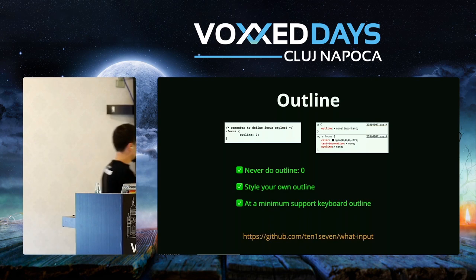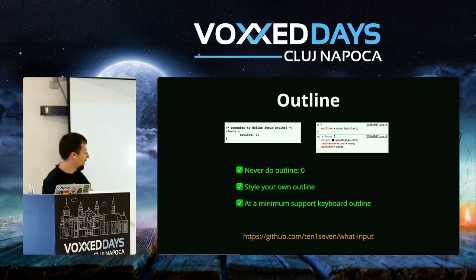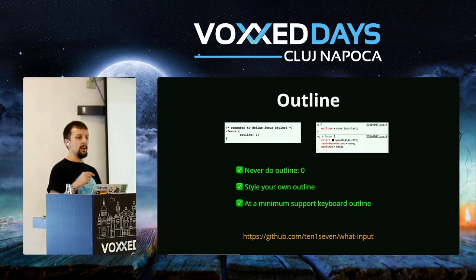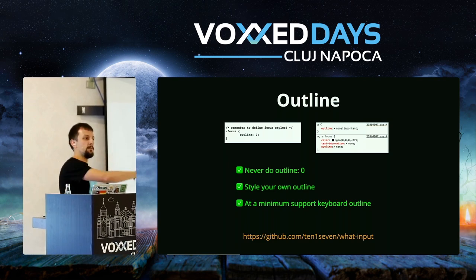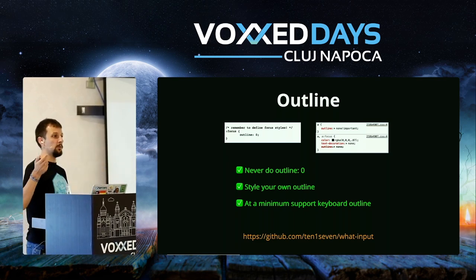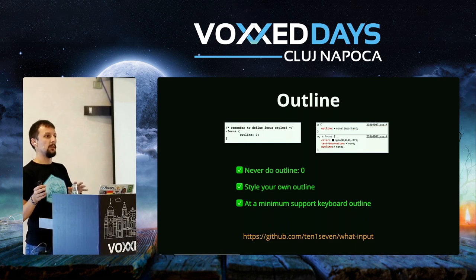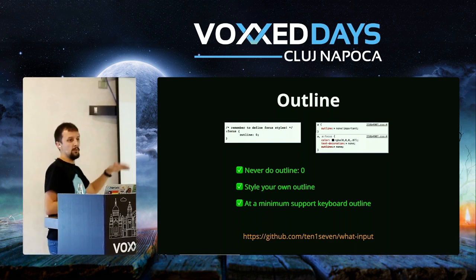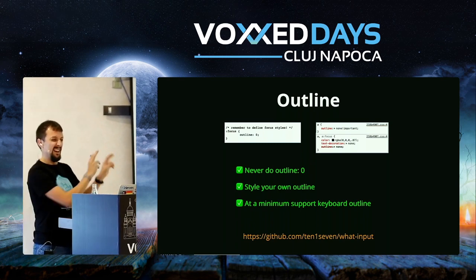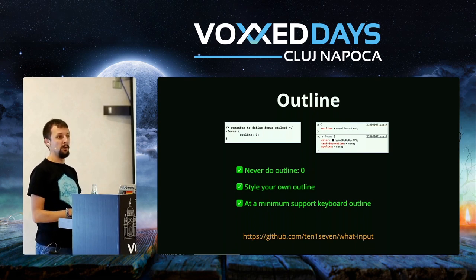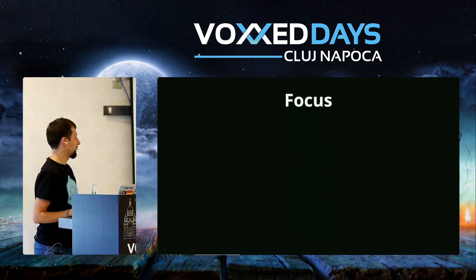Or even better, you can actually support just the keyboard outline. So this small little package here, what-input, will give you a selector that will say, when the user focuses on an input or on a button using the mouse, don't show outline. You can disable the outline. But when the focus is done using the keyboard, then the outline will be there. So then at least you make sure that users who have a mouse don't see that ugly outline that we consider. But on the other hand, users that are actually doing keyboard navigation can get the full experience.